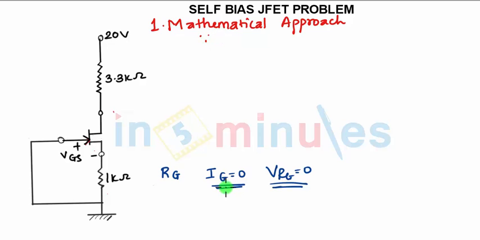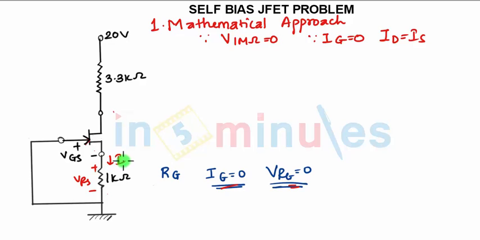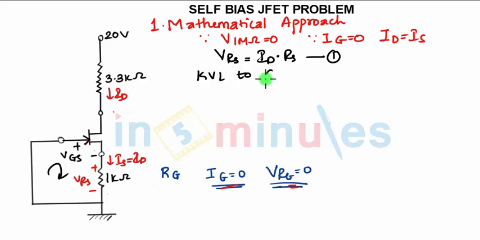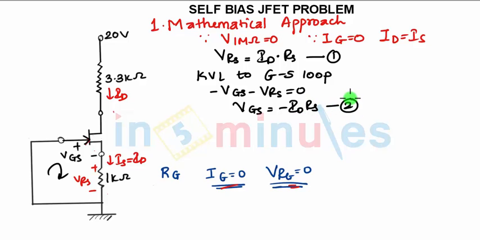Now since IG is 0, you know VRG is 0, that is the voltage across 1 mega ohm is 0, and since IG is 0, we can say ID equals IS. Voltage across this resistance is VRS, current is IS, and ID and IS are the same. So I can write the voltage across the resistance RS as ID into RS. When you apply KVL to the gate source loop, what will I have? Minus VGS minus VRS equals 0. So I can write VGS as minus ID into RS. This is another equation I have got.